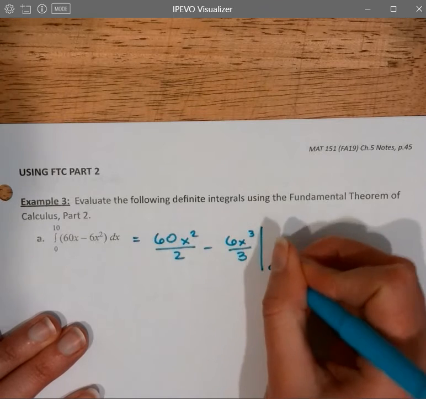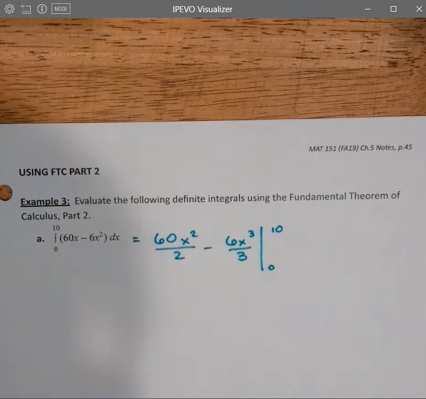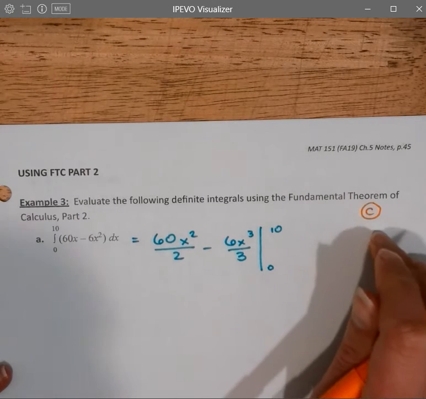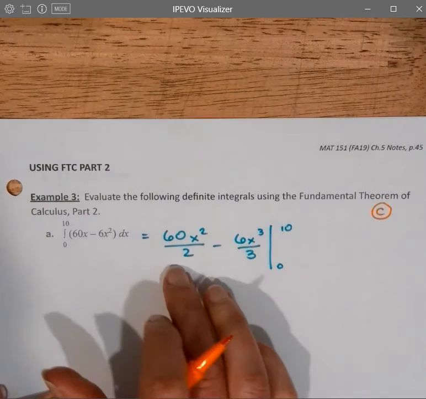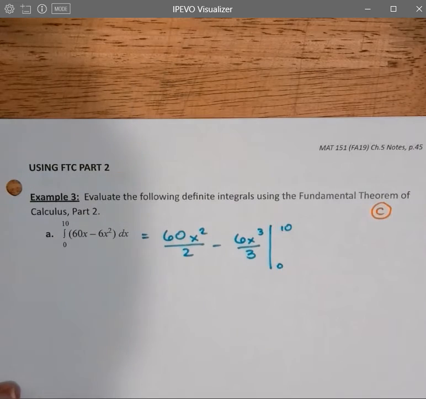So we're going to go from 0 to 10. Okay. Now, when I evaluate this, if I forget to talk about c, I'm going to write a c over here just to remind myself to talk about c. Where did c go? Because when we did the antiderivative, we had a plus c on that. Why am I not using it? I'll talk about that in a second.